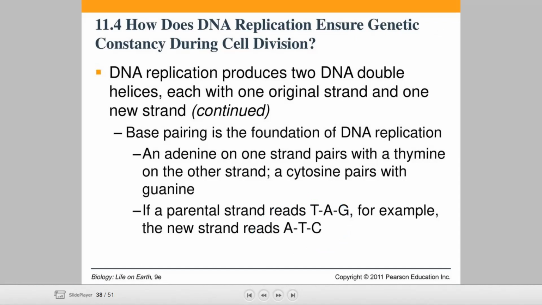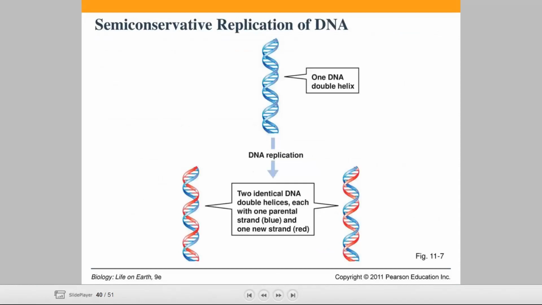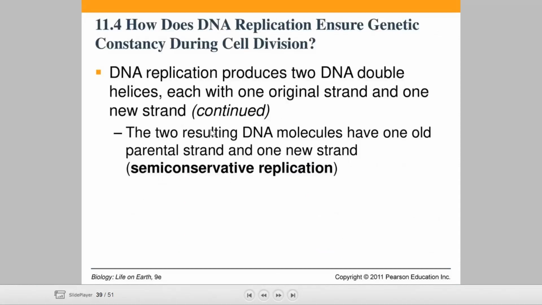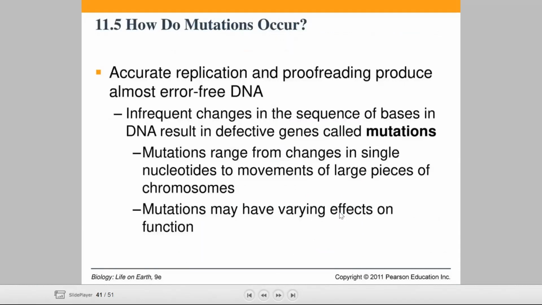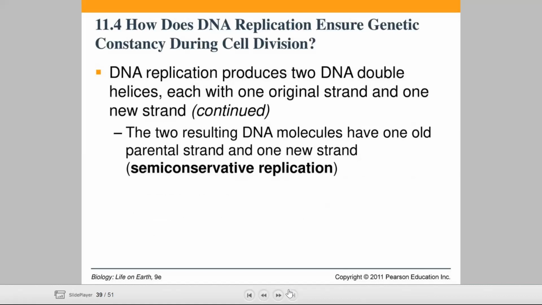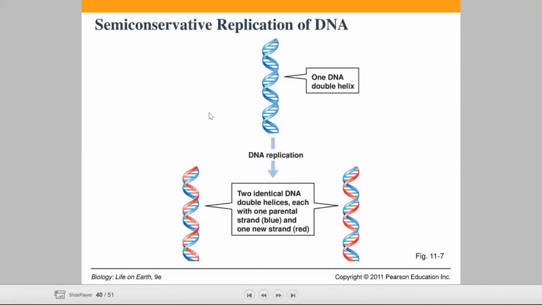Now we move to the next one. DNA replication produces two DNA double helices, with one original strand and one new strand. The two resulting DNA molecules have one old parental strand and one new strand. We call this semi-conservative replication. So semi-conservative replication of DNA means that from one DNA double helix molecule, it will produce two identical DNA double helices.